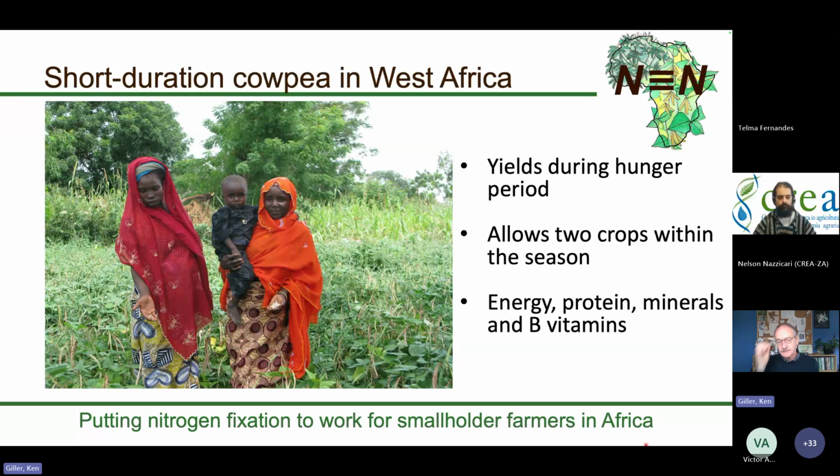In West Africa, one of the technologies we worked with for cowpea was short duration varieties. They are white seeded. Many cowpeas in West Africa are grey or brown seeded, but these are good ones for the market. They're short season, which means that they yield during the hunger period, when it's very green but there's been no food production since the year before. This allows two crops in the season. And these are very nutritious. Legumes provide energy and protein, but also particularly minerals and B vitamins.